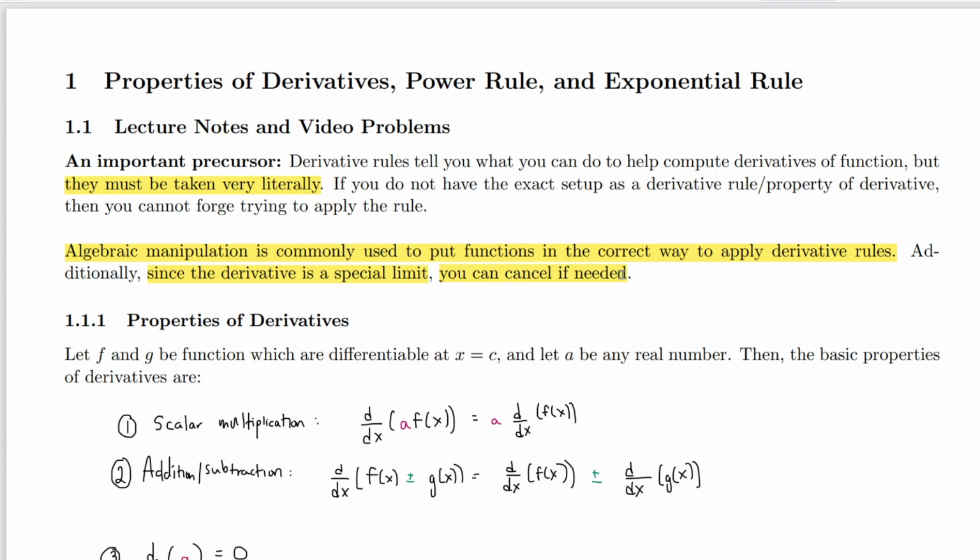So if you need to, you can cancel, you can do whatever you need to, basically, as long as it's not breaking any algebra rules. Naturally, we can't just multiply something by 0 and make it 0 and have everything go away. But if you need to cancel, factor and cancel, do something like that to make the function follow one of your properties, you can do that.